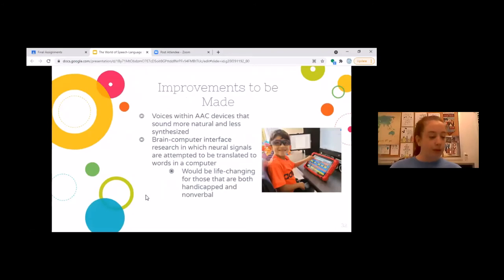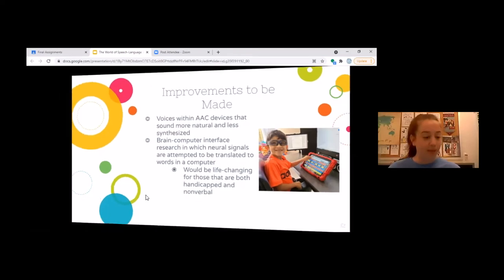So, improvements to be made in this field. As you could probably hear from the videos, the voices within the AAC devices sound kind of synthetic. An improvement would be to make it more natural, especially for a teenager. Like, you don't want it to sound like a grown woman, you know? And there's also brain-computer interface research in which neural signals are attempted to be translated to words and computers. And this would obviously be life-changing for people who are fully handicapped or disabled and are also nonverbal, so they could communicate their needs but not have to move, in a way. So those are some improvements that need to be made, in my opinion.